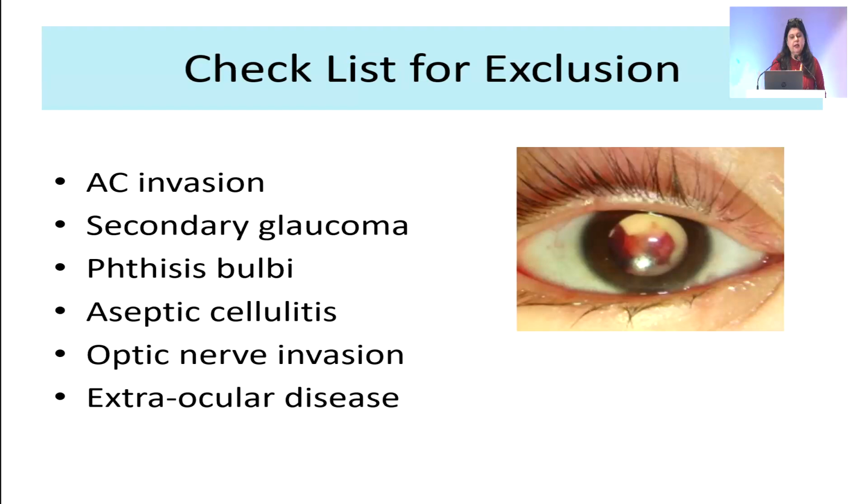So this is a checklist for exclusion. Whenever there are advanced group E eyes, like there's anterior chamber invasion, secondary glaucoma, like Feroz showed, some of the atypical presentations like phthisis bulbi, aseptic cellulitis, or if there is extraocular disease or optic nerve invasion, in these cases we should not even try to attempt intra-arterial chemotherapy.